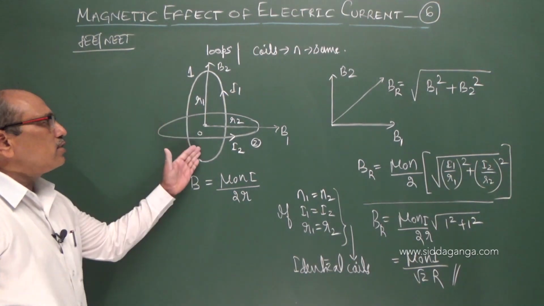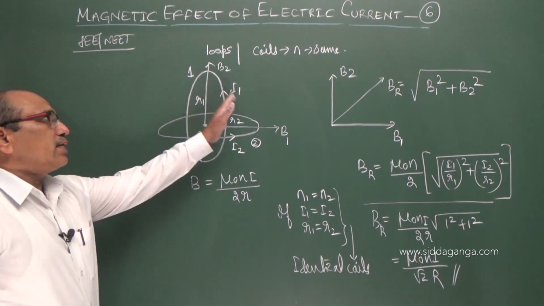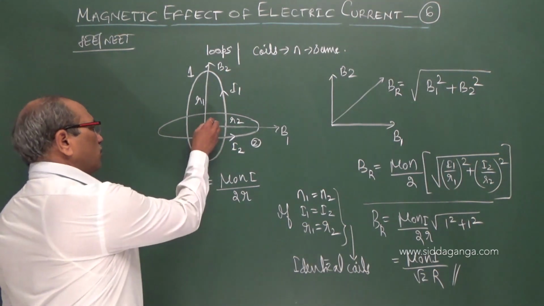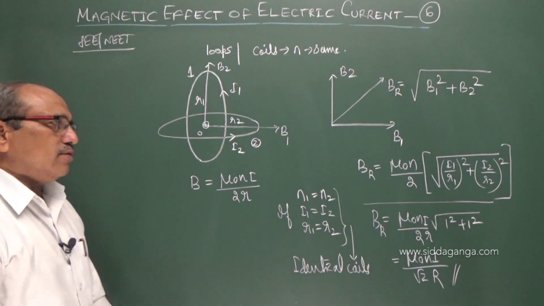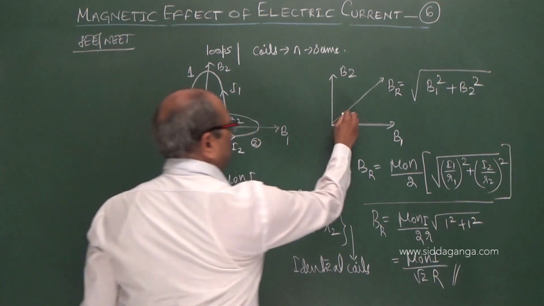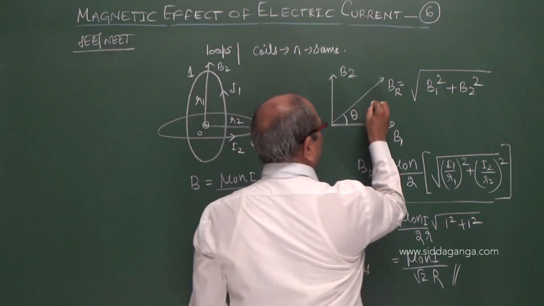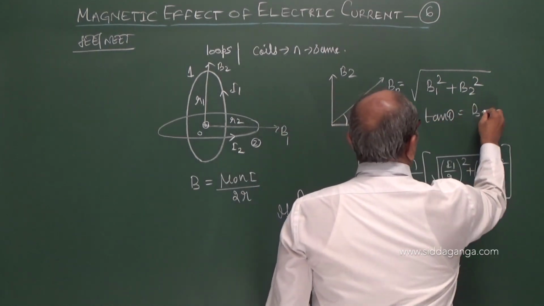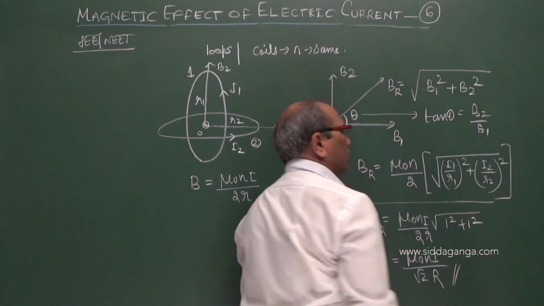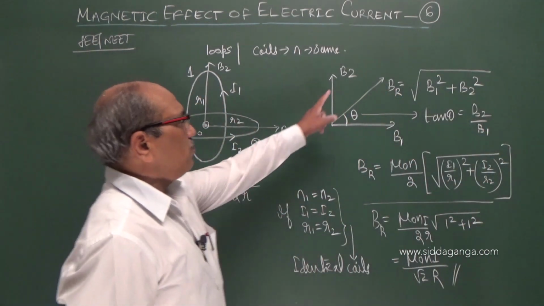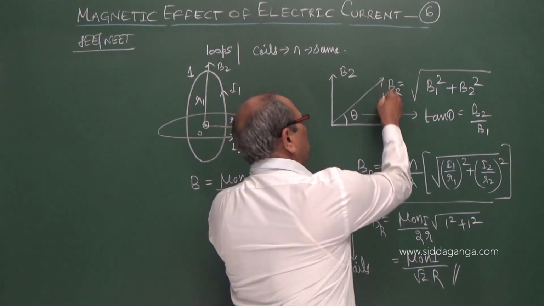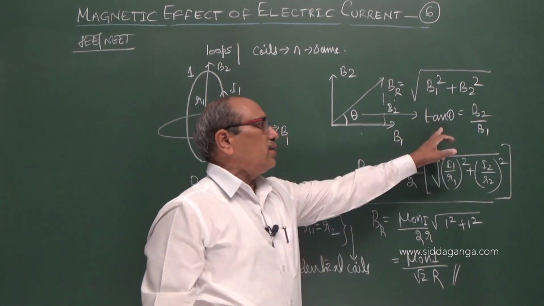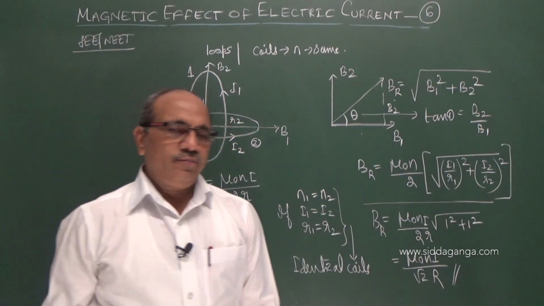The two coils of different radii and current are placed mutually perpendicular to each other. What is the magnetic field produced at the center? If you want the angle made, theta, the resultant tan theta is equal to B2 by B1 and can be estimated. If you know B2 and B1, this becomes B2 and this is B1. Opposite side by adjacent side is tan theta. Theta gives you the value.